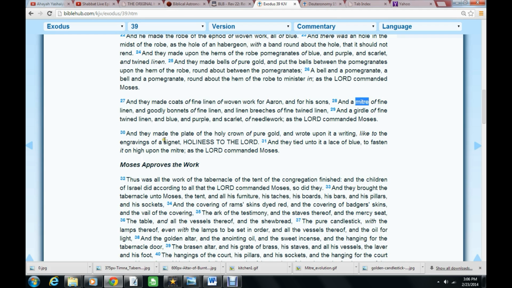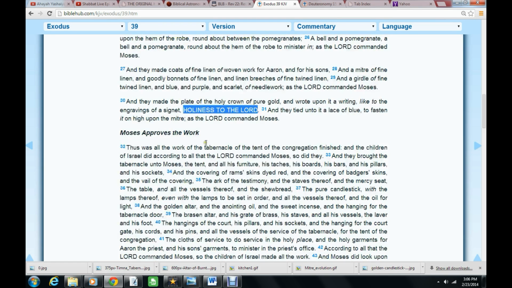Alright. And they made the plate of the holy crown of pure gold. So the mitre would be like a crown. And wrote upon it a writing like to the engravings of a signet: Holiness to the Most High Ahiah, the pure white light essence. Holiness to Ahiah, or just Ahiah. And they tied unto it a lace of blue to fasten it on high upon the mitre, as the Most High Ahiah commanded Moses.